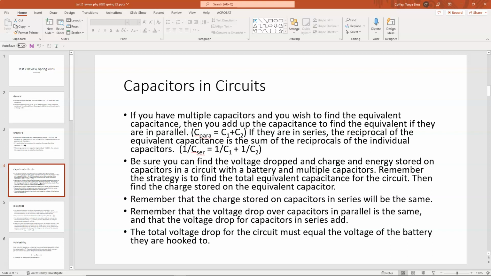Also remember that, as is the case for any circuit, the total voltage drop over all the circuit components has to equal the voltage that the battery is supplying. The battery is the source of that voltage, so it makes sense that all the drops have to equal the voltage that the battery is supplying.